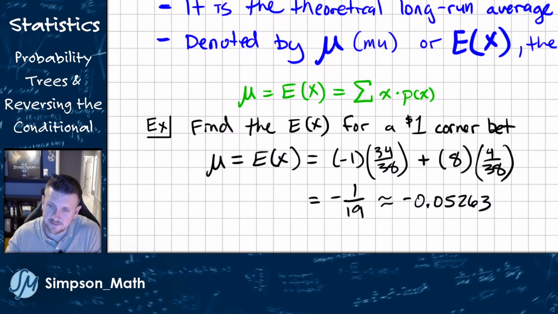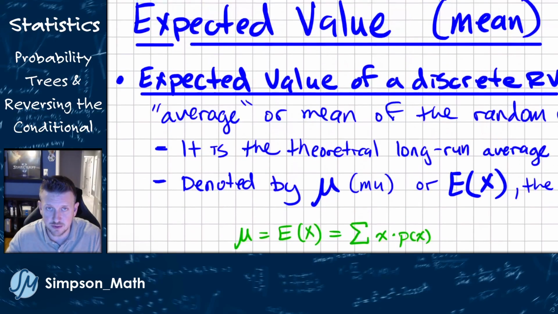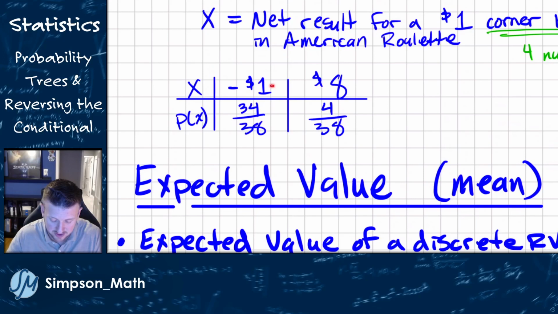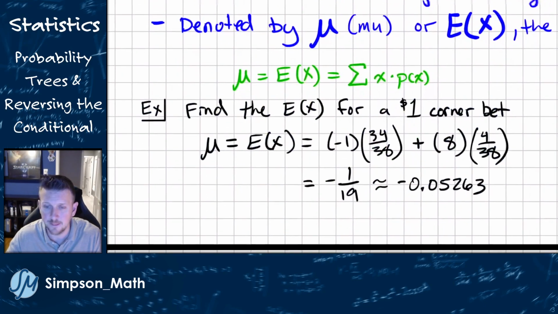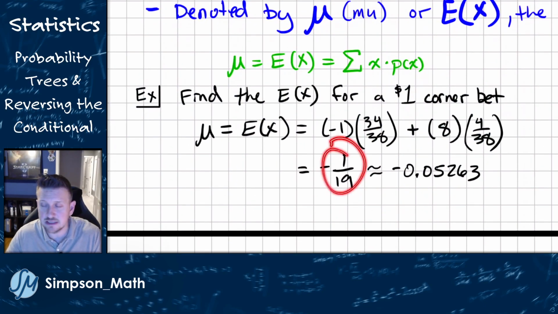So let's find our expected value for that $1 corner bet. My first X is -1 times its probability of 34/38. Plus, because we're going to find the sum of them, my second X, which is 8, times 4/38. So it's just this, a little far away: -1 times this, plus 8 times this. If there are more, you just keep adding and multiplying. When we do, we get a nice little fraction of -1/19, or just over a nickel, -0.05.